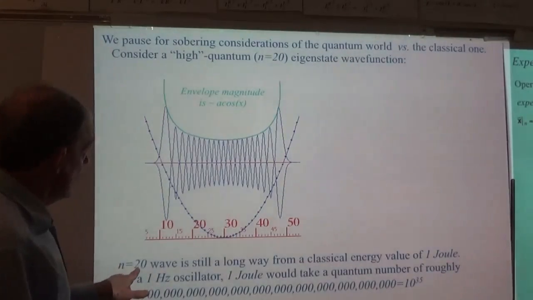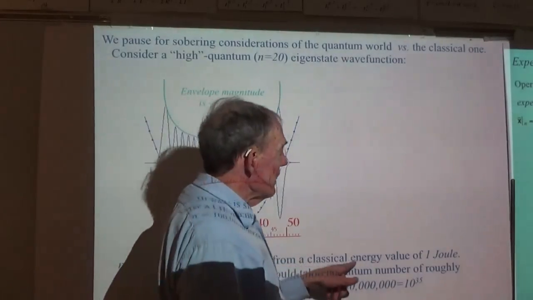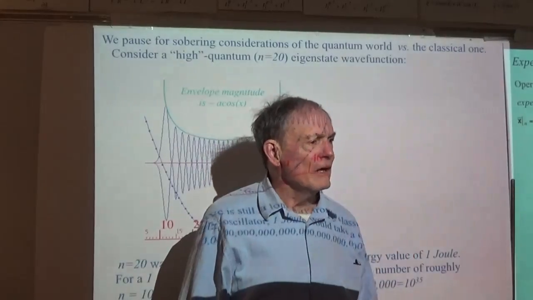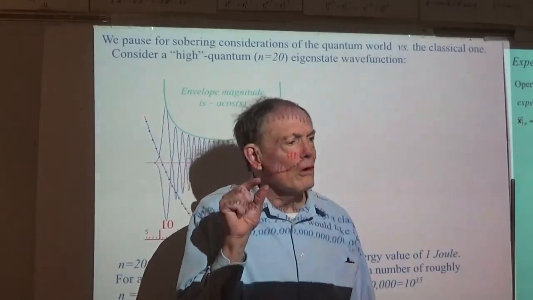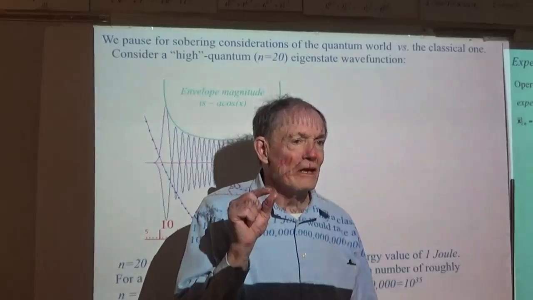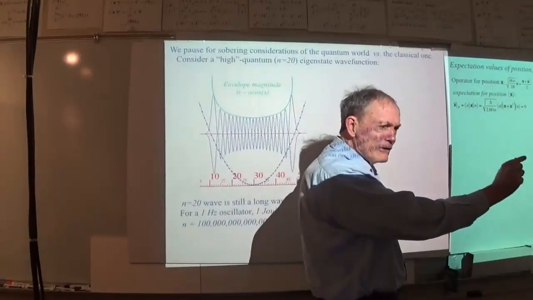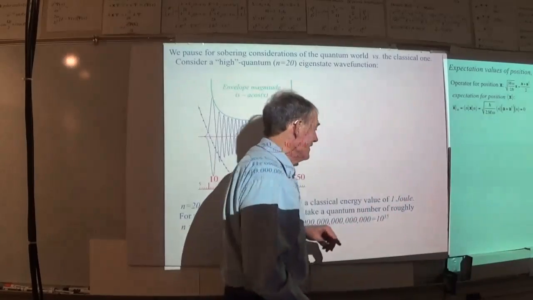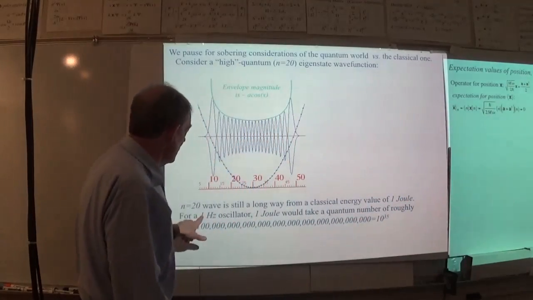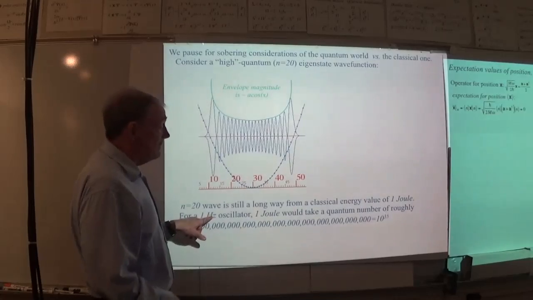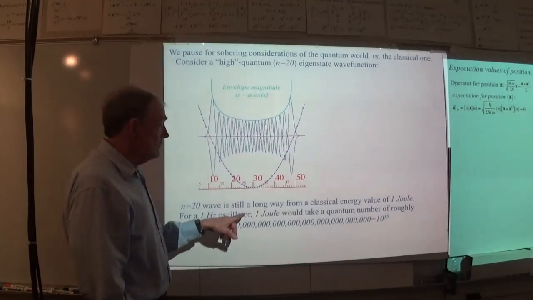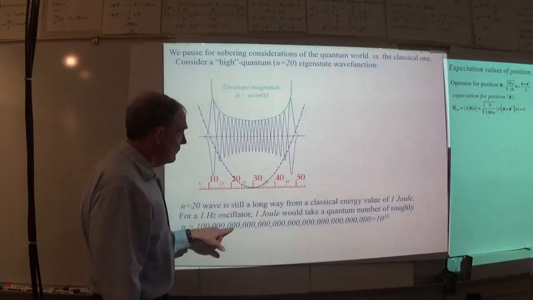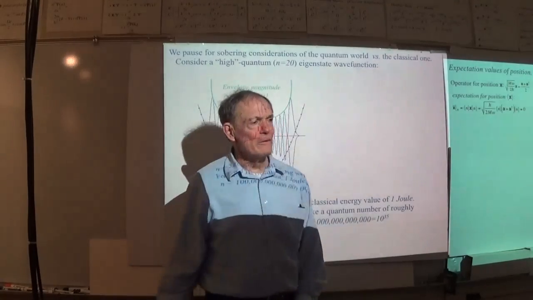Now, the n equals 20 wave is a long way from a classical energy. Say you wanted to get 1 joule of energy in your oscillator. That isn't much, right? A newton is a quarter of a pound, and you push that quarter pound over a meter. That's not very much energy, right? But how many quanta is it? 1 joule at 1 hertz. Let's just have a really slow oscillator, okay? 1 joule at 1 hertz would take a quantum number of 10 to the 35th.